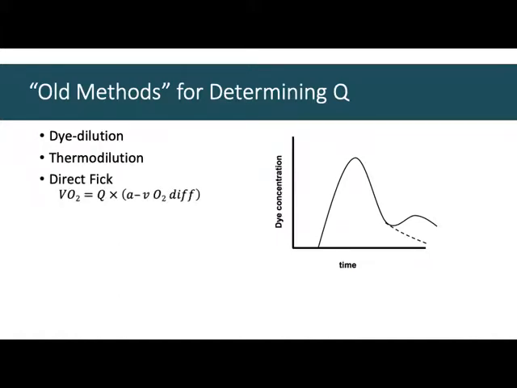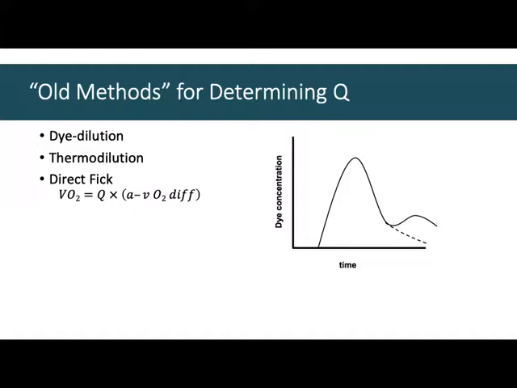The original method that we're going to look at shortly was the direct Fick method by Adolf Fick, the same guy that pioneered the Fick equation in the lungs that we've already seen in the lung function and respirometry section. We see a couple familiar terms here. VO2 is equal to cardiac output times the AVO2 difference, the difference in oxygen between the arterial and venous blood. That's what that value says.